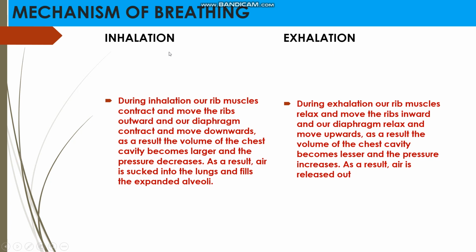Now what happens during inhalation? You know the diaphragm is a muscular partition that separates the thoracic cavity from the abdominal cavity. During inhalation, the diaphragm contracts and it moves downwards. Also the muscles attached to the ribs contract and it moves outward. So diaphragm moves downward, the ribs move outward.